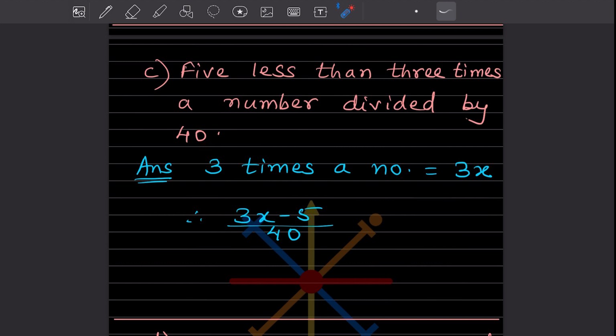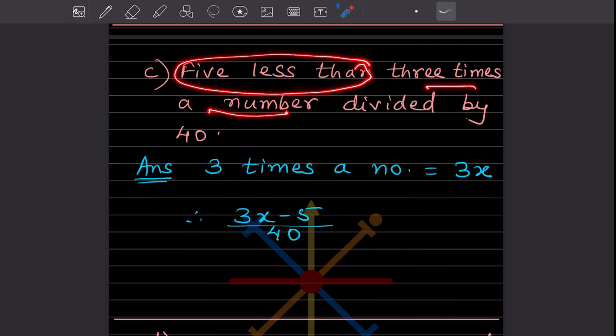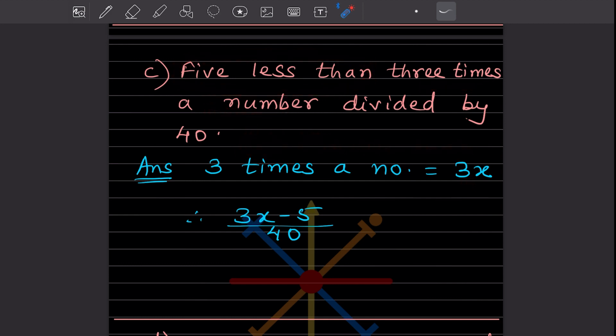So the next says that 5 less than 3 times a number divided by 40. So 3 times a number, let's skip this at the side. 3 times a number means, first you can write here, let the number be x. Okay. So 3 times a number means 3 multiplied by x. Times means multiplication. Okay. Now we will look here. They said 5 less than 3 times a number. So 3x minus 5. Correct. And you are going to divide it by 40. So divided by 40. Okay.